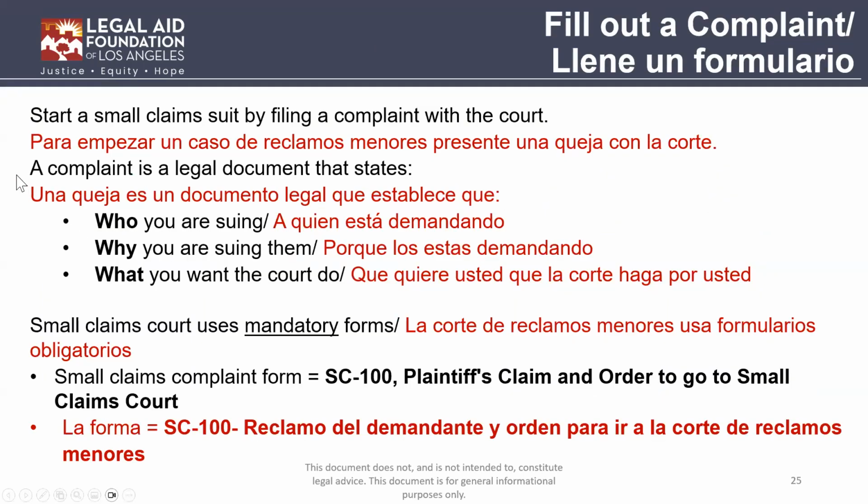To start a small claims case, you file a complaint with the court. A complaint is a legal document that states who you are suing, why you are suing them, and what you want the court to do about it. Small claims court uses mandatory forms, and the small claims complaint form is a form SC 100. So the title of the form is the plaintiff's claim in order to go to small claims court.